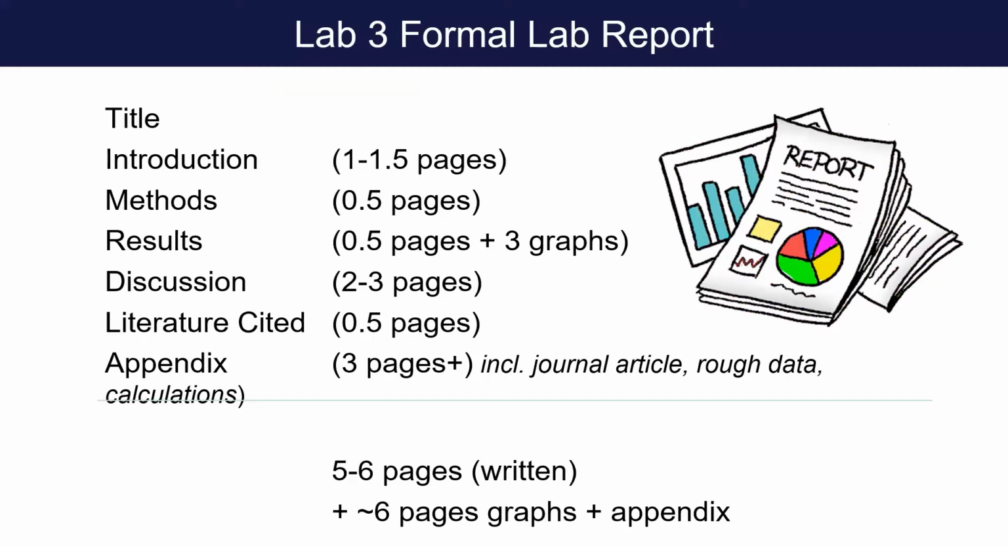You can see these are the typical lengths of these sections. So introduction, 1 to 1.5 pages. 2 pages is okay. 3 is getting on too much and that kind of thing. Methods should be half a page really max. Results is about half a page. Discussion is about 3 pages and literature cited and so on.